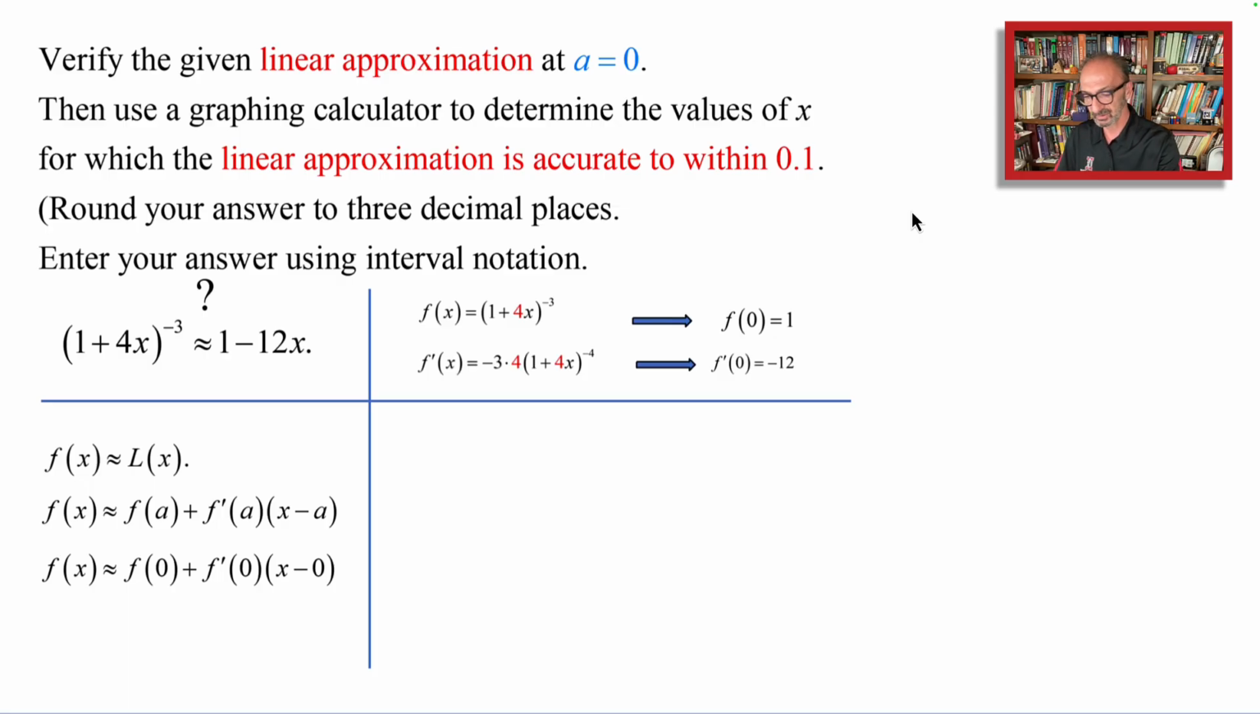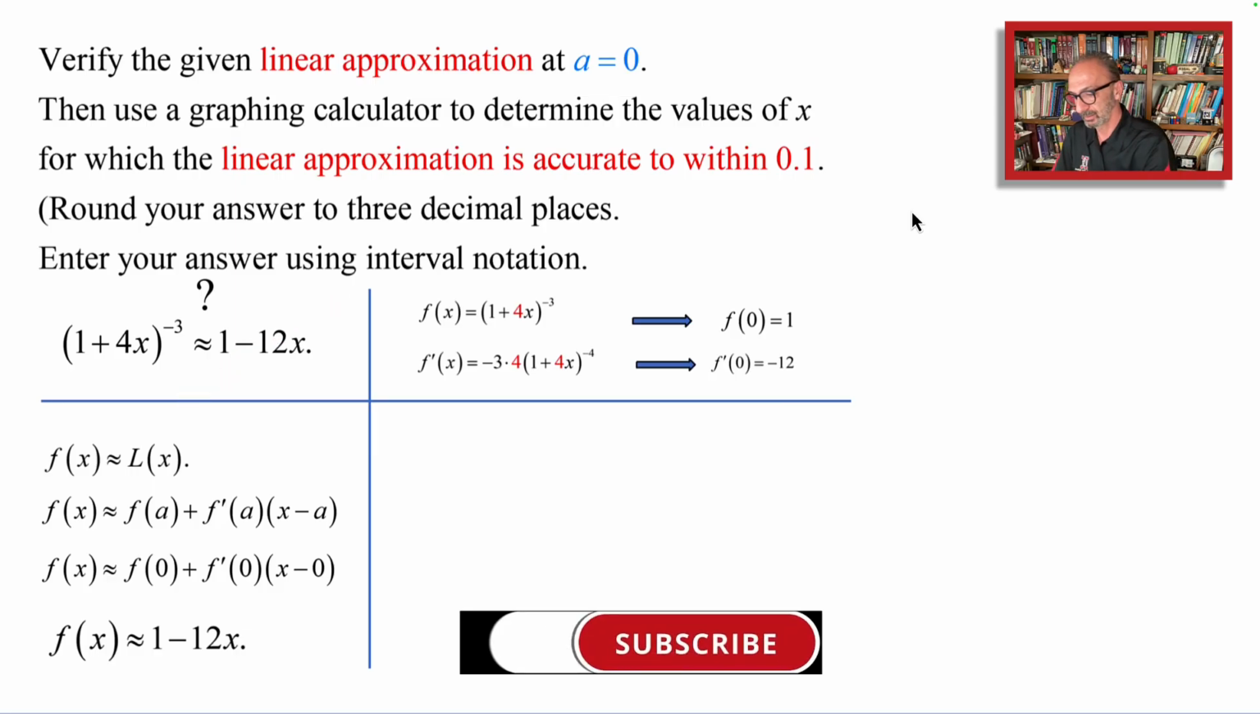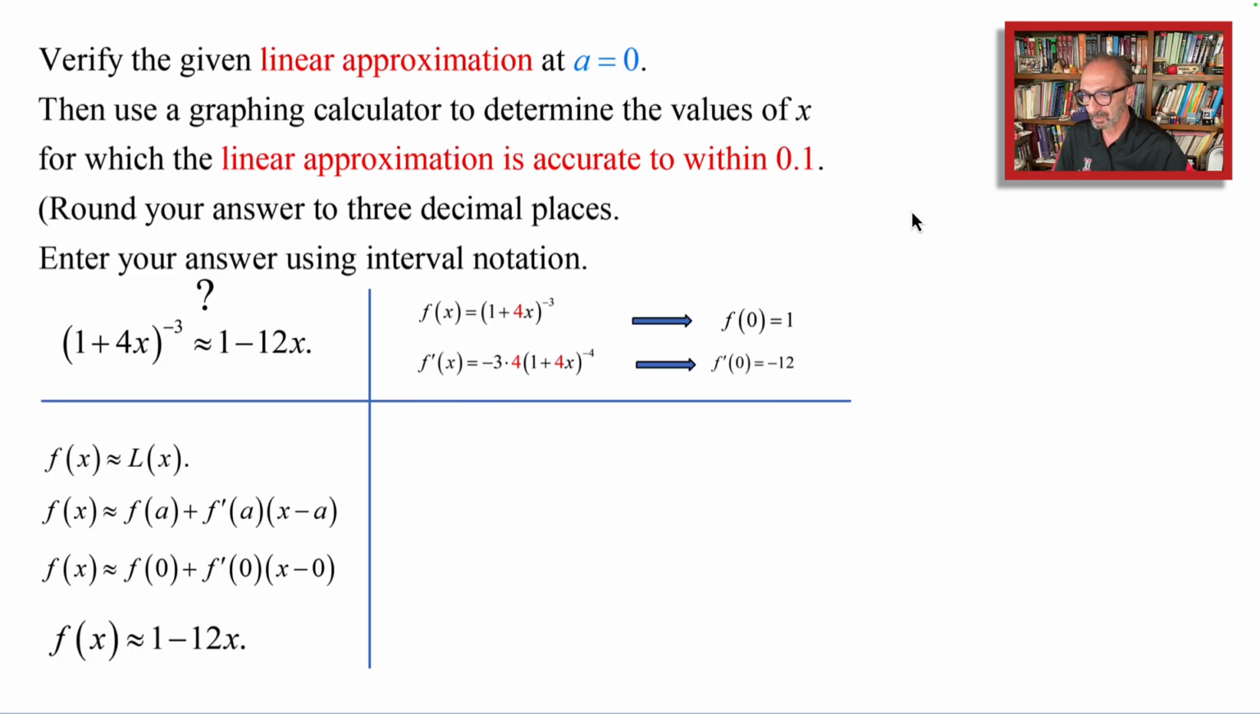Let's go back to the left, down below, and fill them in. So f of 0 is 1. F prime of 0 is negative 12. This is a 1. That's right here. And this is negative 12. So we have 1 plus negative 12 multiplied by x minus 0, or in other words, multiplied by x. So check. We've done the word verify. We're not completely done with the problem. We need the second part, which is coming right here.